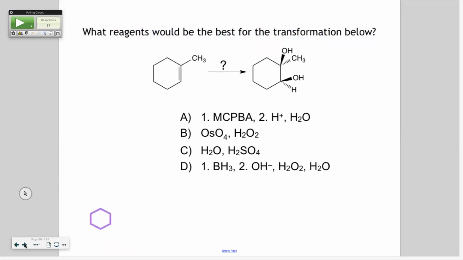Okay, so which reagent would give you the best? Which one is the best for the transformation below? So which reagent should you use for that?